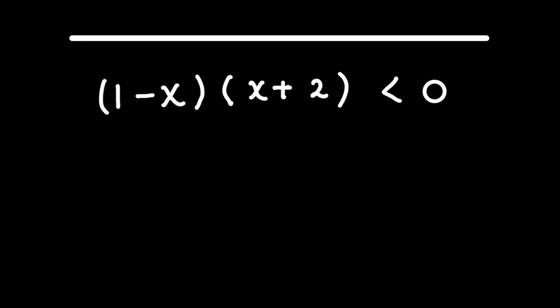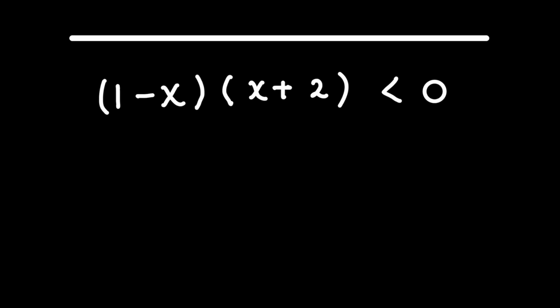Before us we've got a quadratic inequality: 1 minus x multiplied by x plus 2 less than 0. So this is a quadratic inequality that we need to solve. I'm going to show you how to solve this graphically, and I'm also going to show you how to solve it using the table method.